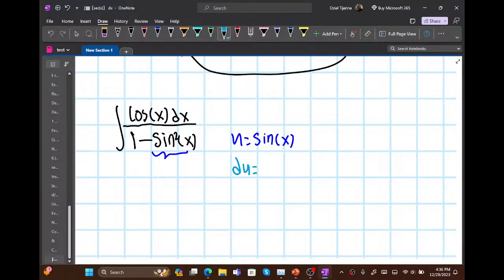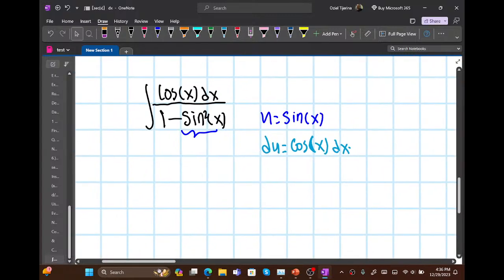du is going to be cosine x dx. I don't know why it writes this way. Stupid thing. Oh my god. Okay.